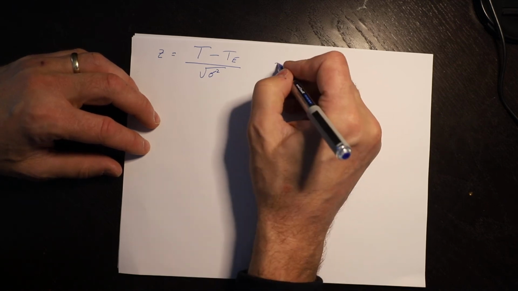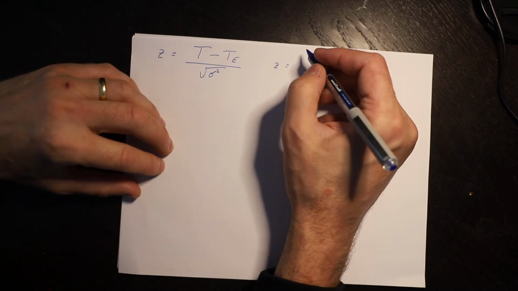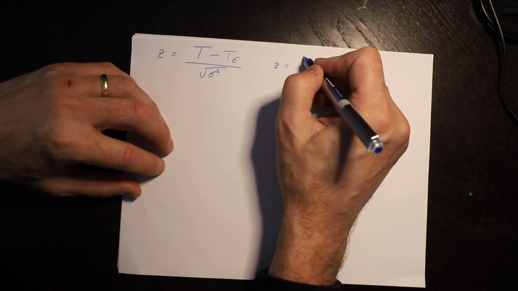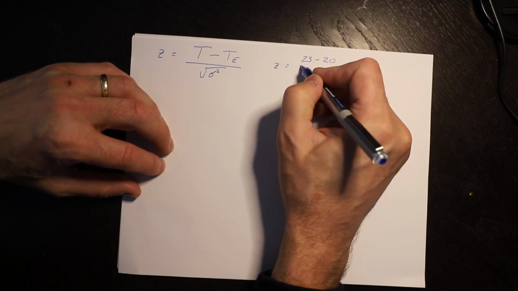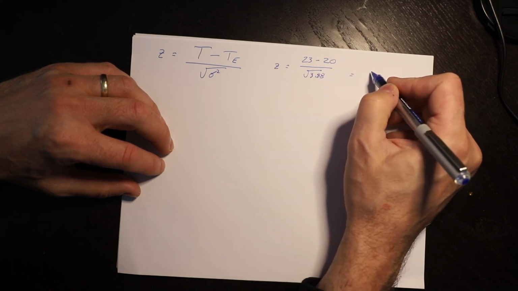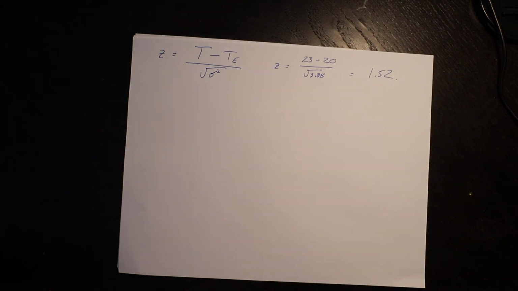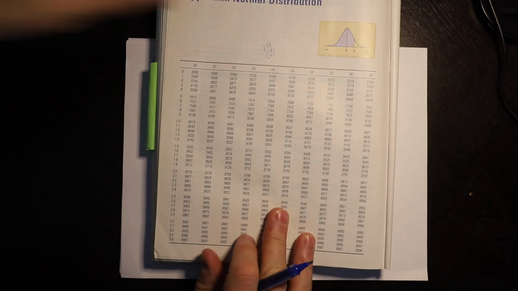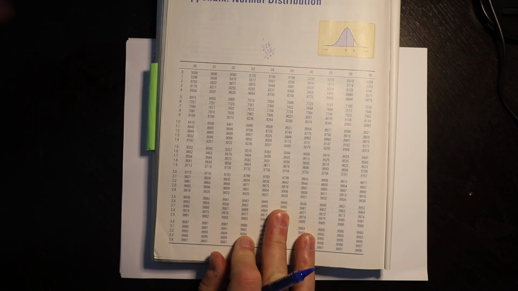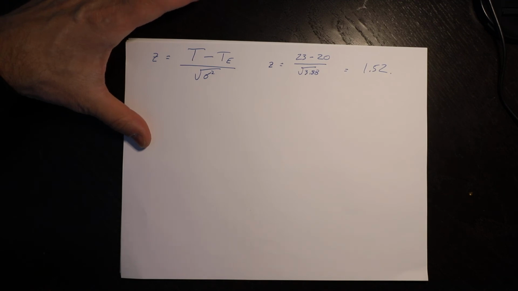So in this case, for Z, for being done in 23 weeks or less, this isn't exactly 23 weeks, this is 23 weeks or less, is 23 minus 20 over the square root of 3.88, and that equals 1.52. Now, we take that number 1.52 and we bring it to the standard normal table, and we go to 1.52, and you will see it's 0.9357. That's always something that's worth checking for yourself, just so you know how to do it.